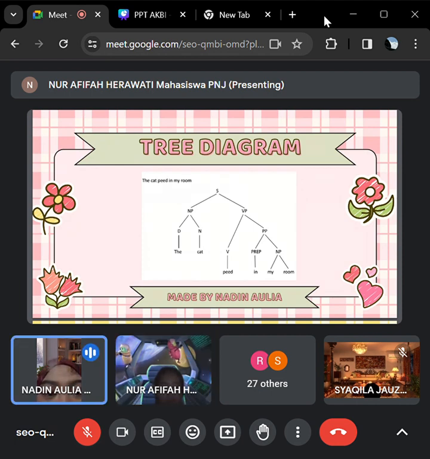Next. The next sentence is "the cat peed in my room." The is a determiner. Cat is a noun. The cat is a noun phrase. Peed is a verb. In is a preposition. My room is a noun phrase. In my room is a prepositional phrase. Peed in my room is a verb phrase.